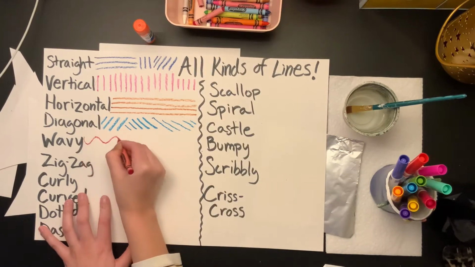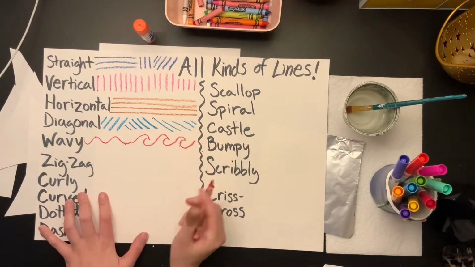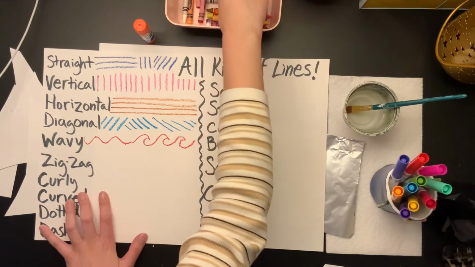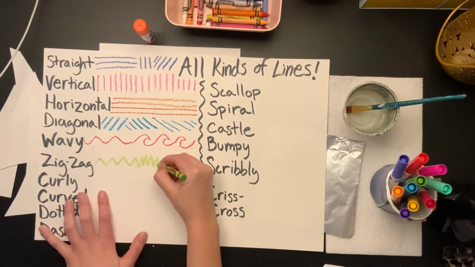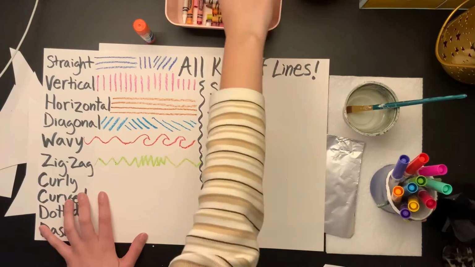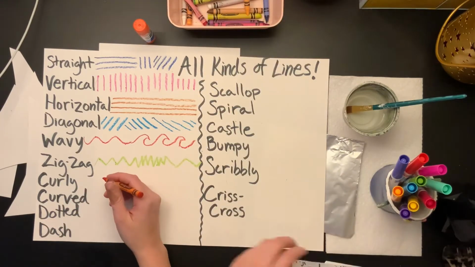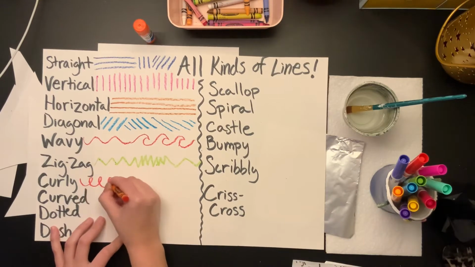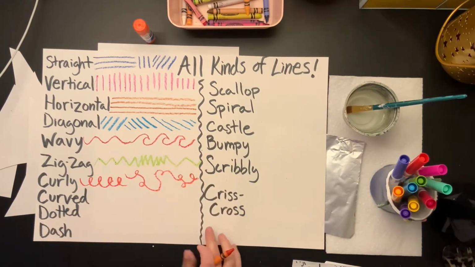We have wavy lines, so you could have like a calm wave or have a wave like you might find in the ocean. Zigzag lines, they could be really tight or really long. Curly lines, like loopy lines here, or they could be crazy curly lines.